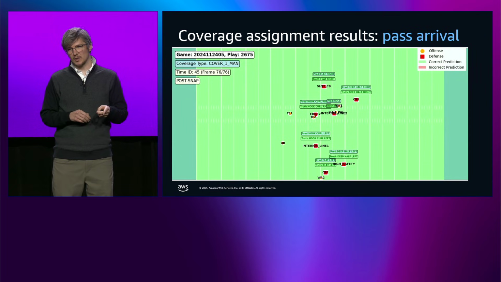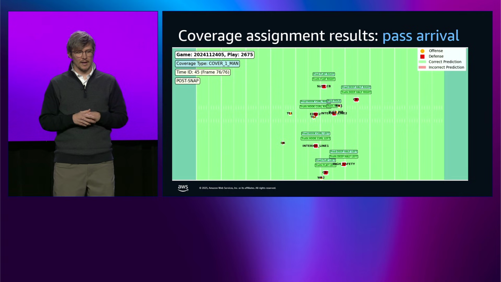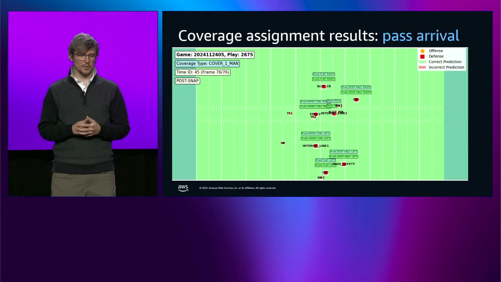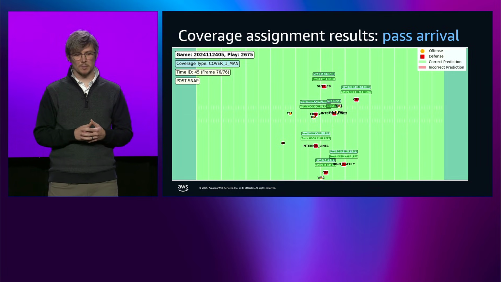Next, we'll go ahead and take a look at the results once the model has full context, so at pass arrival. Here you can see that all of our predictions were correct. So the model's successfully able to identify the coverage assignments that every defender is playing.